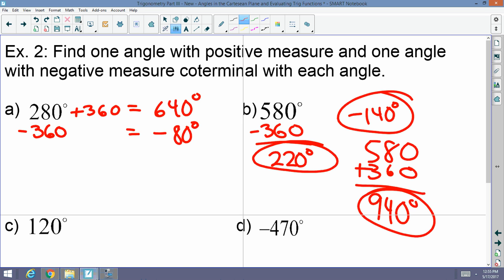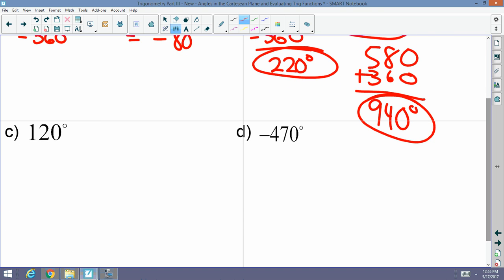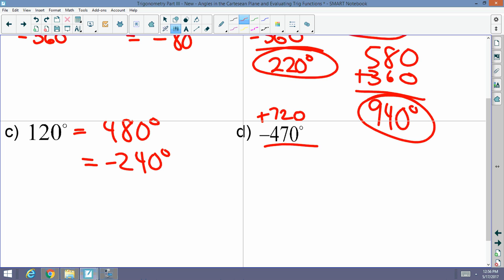Absolutely. Give me a positive coterminal and a negative coterminal for C, please. Yeah, add 360, so that'd be 480. Subtract 360, that'd be negative 240. Great. Give me one positive and one negative coterminal for negative 470, please. Very good. You're first going to have to add 720. So that's going to be 250. And then now if I add 360 to the negative 470, a negative 110. So coterminals are simply found by adding or subtracting multiples of 360. Very simple stuff.